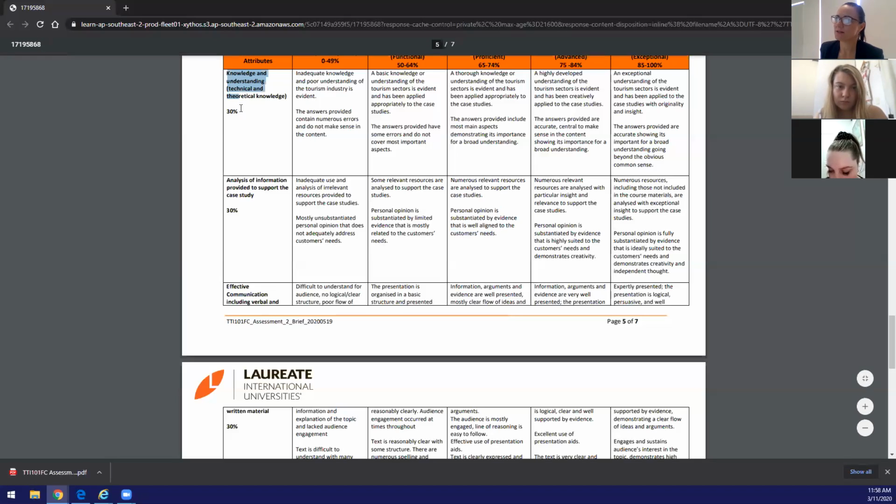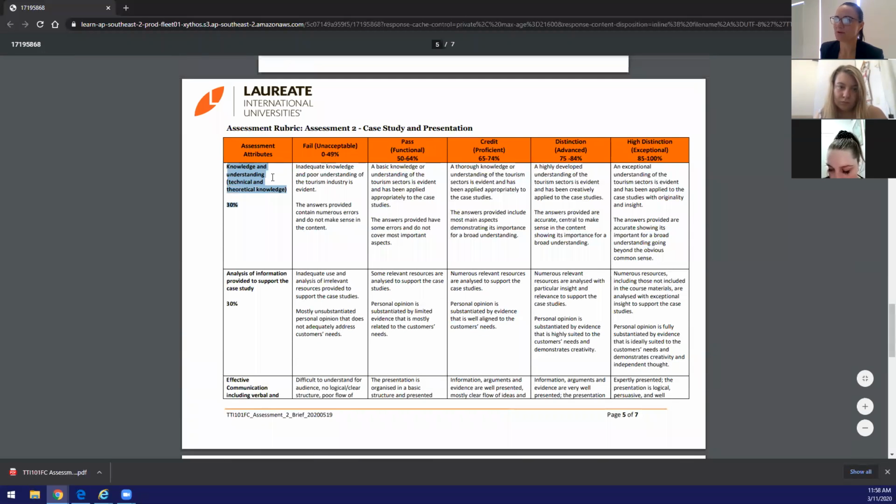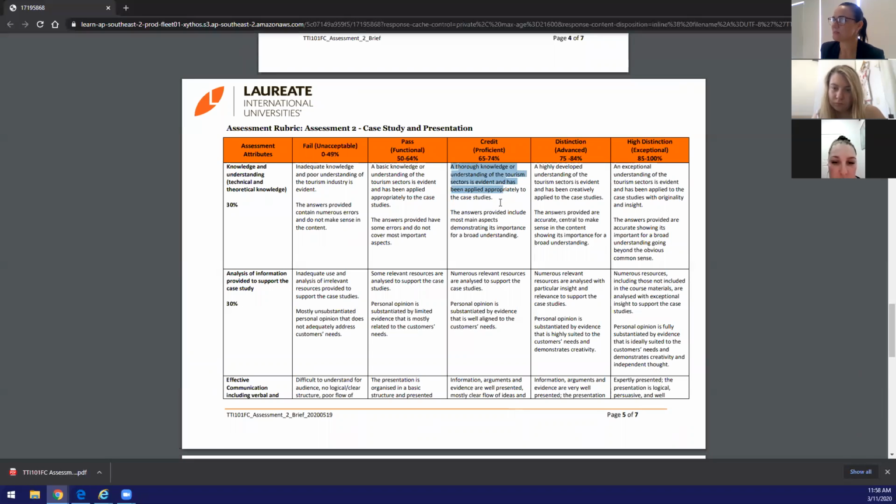And then up here, first part of the rubric, always the same, knowledge and understanding, both technical and theoretical. So we want a thorough knowledge or understanding of the tourism sectors. We want to see that that is evident and has been applied appropriately to the case studies. The answers provided include most main aspects demonstrating its importance for a broad understanding.